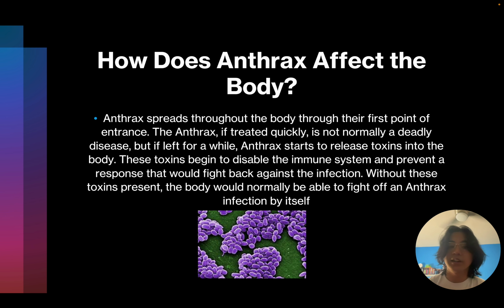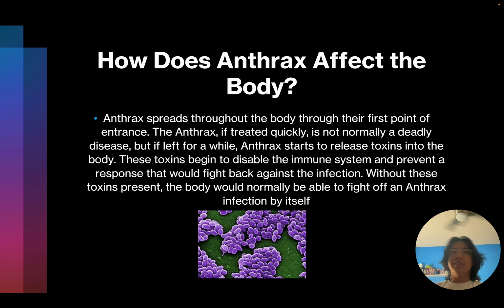How does it affect the body? Anthrax spores spread throughout the body through the first point of entrance. The anthrax, if treated quickly, is not normally a deadly disease, but if left for a while, anthrax starts to release toxins into the body. These toxins would begin to disable the immune system and prevent a response that would fight back against the infection. Without these toxins present, the body would normally be able to fight off an anthrax infection by itself.